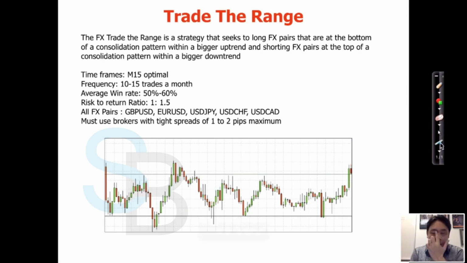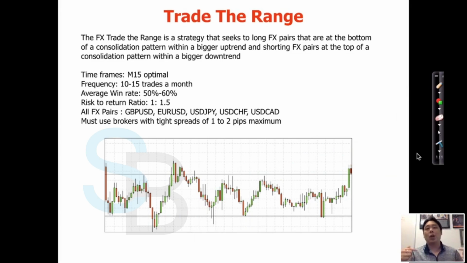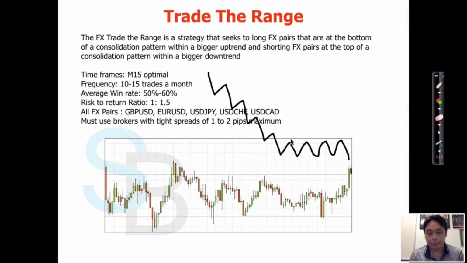Now, the other example would be a consolidation pattern within the context of a bigger downtrend. So in this case, we see it on a downtrend. So the overall bias is down. And then it goes into a consolidation pattern like so in a range. Okay, so there's a range there. And the overall bias is down.